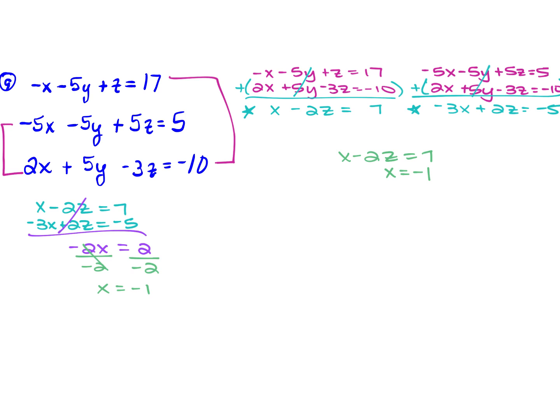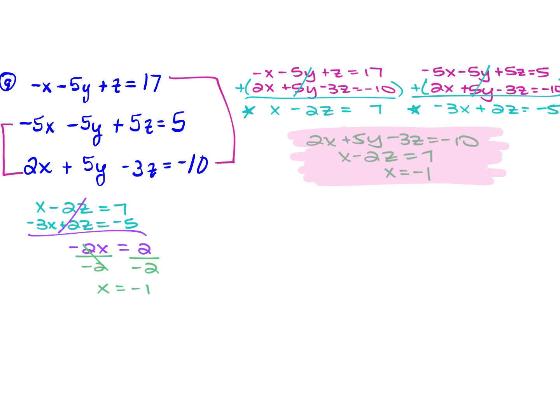From there, pick one of the original ones. That's going to be your top equation. It's totally up to you, again, which one you use. If I use the bottom one, that's going to give me 2x plus 5y minus 3z is equal to negative 10. So those are my three equations in row echelon. These three are giving me that row echelon part.